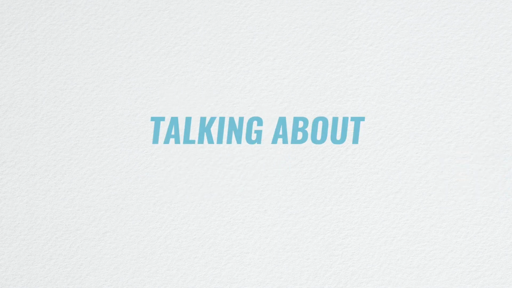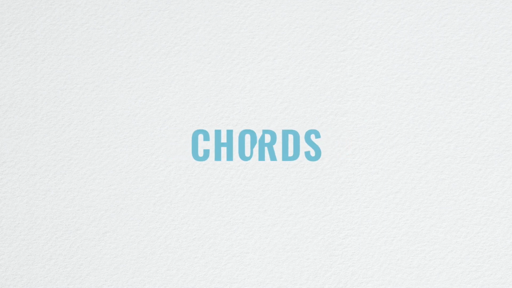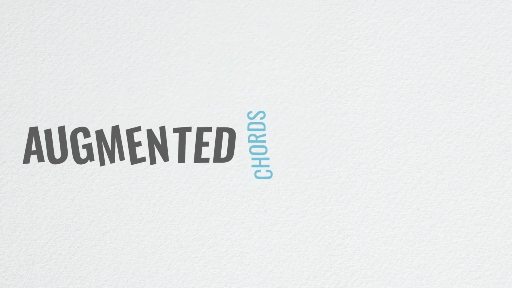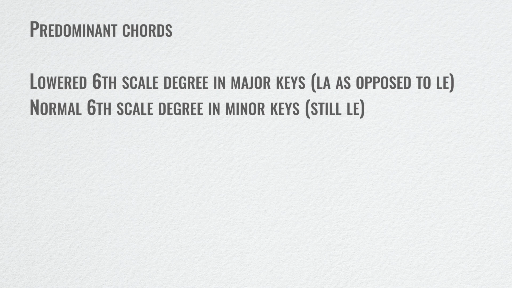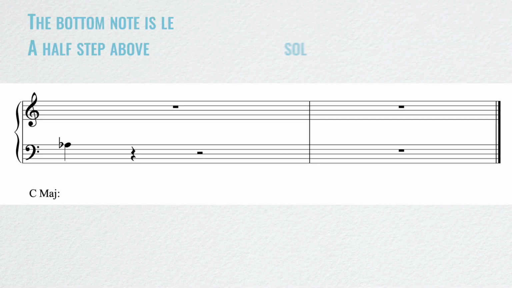Today we're going to be talking about augmented sixth chords. Augmented sixth chords are a category of predominant chords that are built on the lowered sixth scale degree in major keys and the normal sixth scale degree in minor keys. So the bottom note is le, which is a half step above sol in a given key.